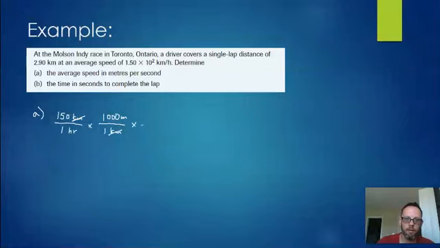I'd like seconds. So we can convert hours to minutes. 1 hour is 60 minutes, and that gives me meters per minute. I want meters per second, so I'll do one more. 1 minute is 60 seconds, and that will get me meters per second. So if we do this, 150 times 1,000 divided by 60, divided by 60 again, let's see what we get.